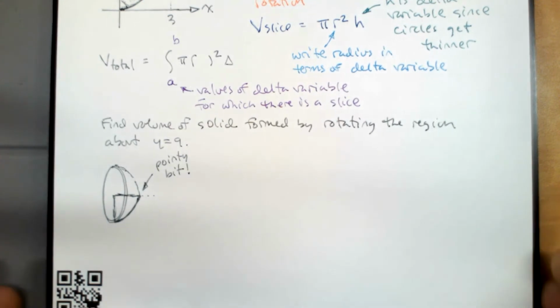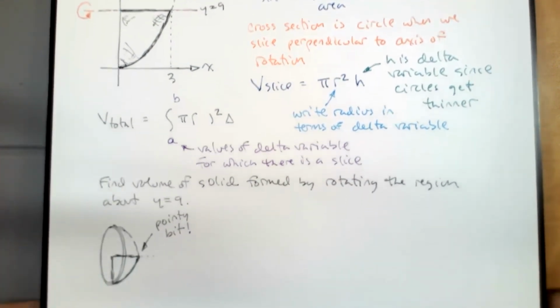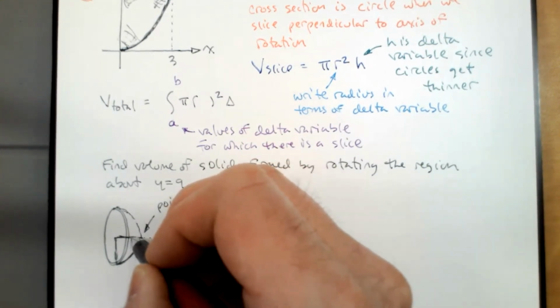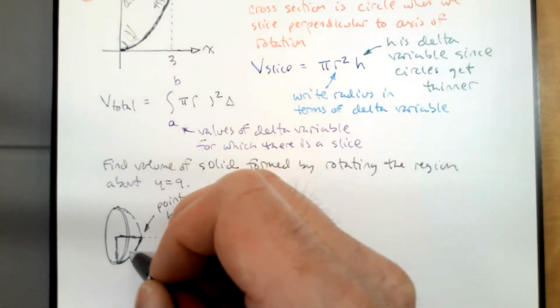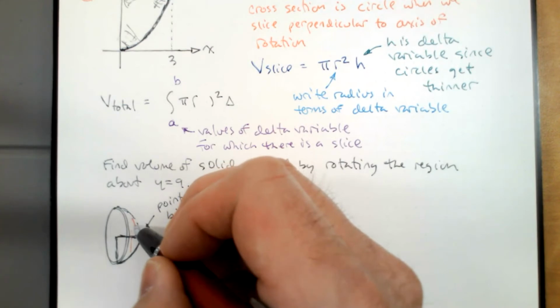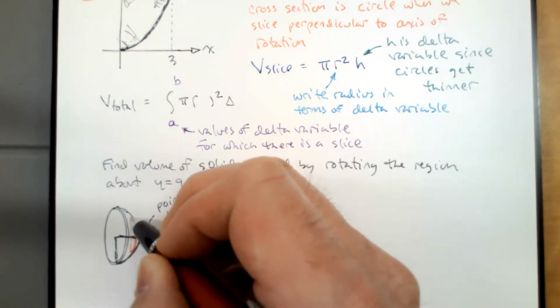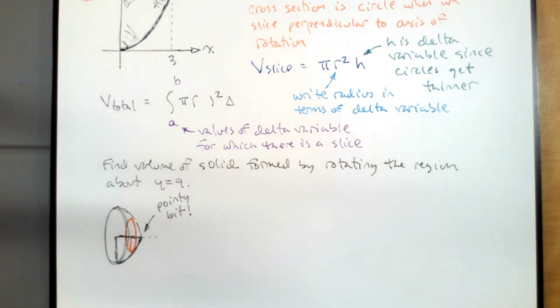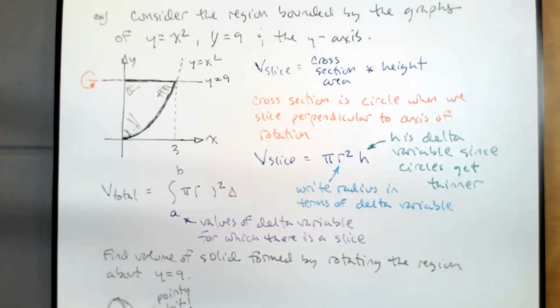All right. So let's imagine a typical slice. I want to see where that slice comes from in my original region. So I'm going to slice this perpendicular to the axis of rotation. My axis of rotation is horizontal, y equals 9, and I'm going to make vertical slices. That means I'm going to have a delta x. Let's see what one of these typical slices looks like.